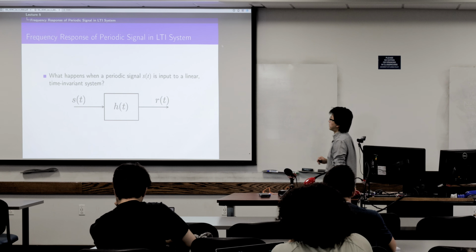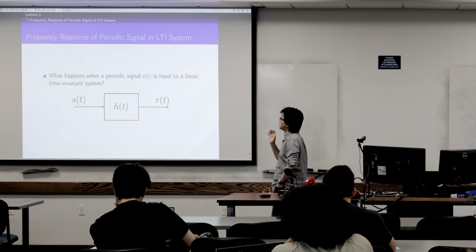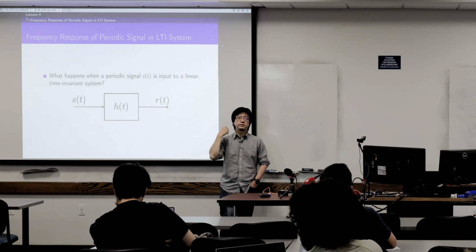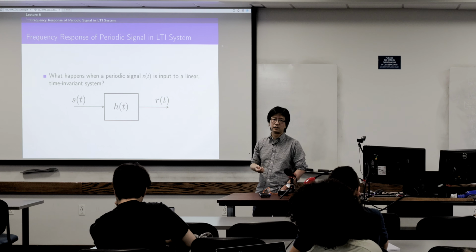Okay, so now let's talk about the main subject. When a periodic signal passes through a system, the input is s(t) and the output is r(t). What is the relationship between r(t) and s(t)? Assume you have studied signals and systems. This h(t) is the impulse response of the system. Do you still recall this word? Impulse response means that when the input is a delta signal, h(t) is the output. That's called the impulse response of a system.